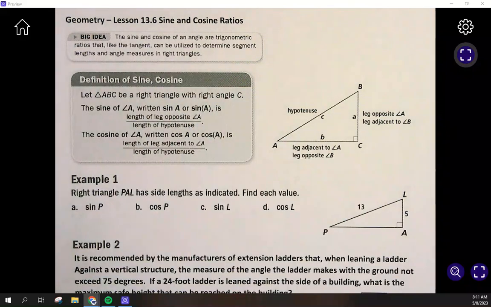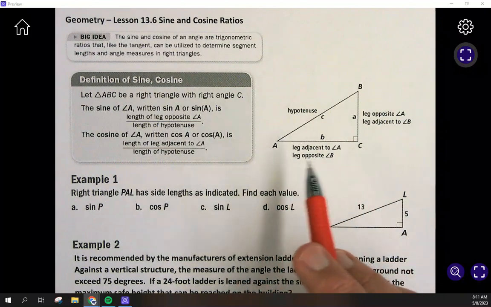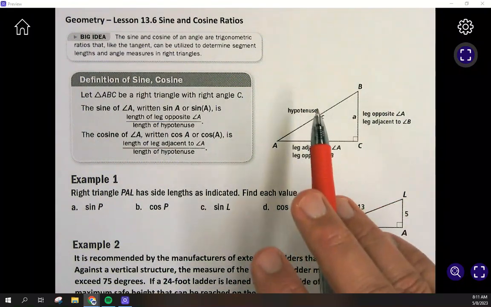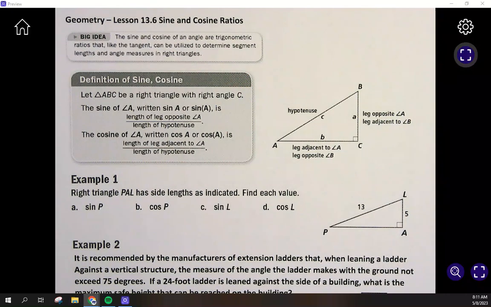So the big idea says the sine and cosine of an angle are trigonometric ratios that, like the tangent, can be used to determine segment lengths and angle measures in right triangles. So we're going to move quickly through the definitions of it because it works just like tangent. We just need to keep them all straight. So it's still going to be a ratio of the two sides based on an angle. So we have the opposite and adjacent and the hypotenuse, depending which angle we're coming from.